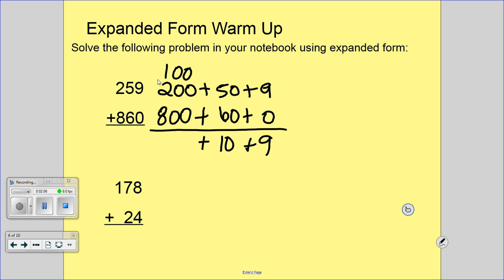100 plus 200 is 300. Plus 800 equals 1100.